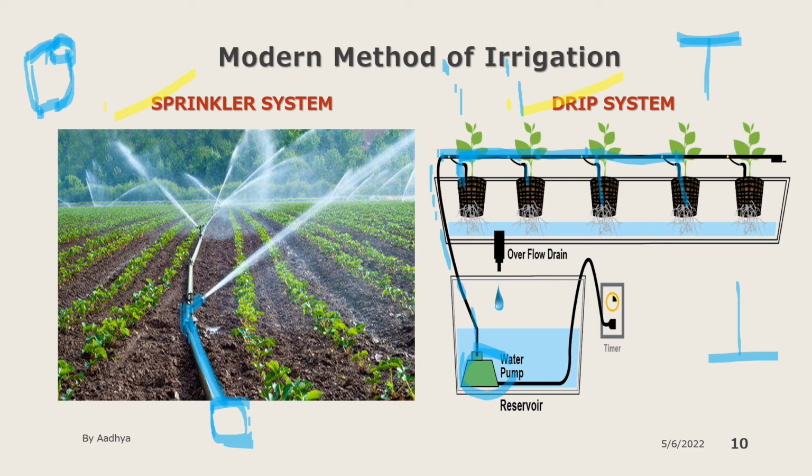Drip system means drop by drop, one drop, second drop, third drop, water will fall like that and help the plants to grow. So that is called as a drip system, right? And the drip system is used when you want to water gardens, plants or fruits. The sprinkler system is used when you want to give water to coffee plantations or lawns.